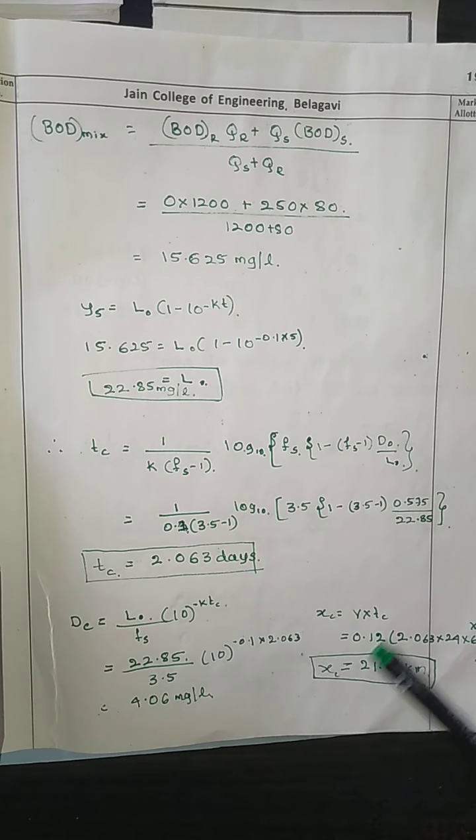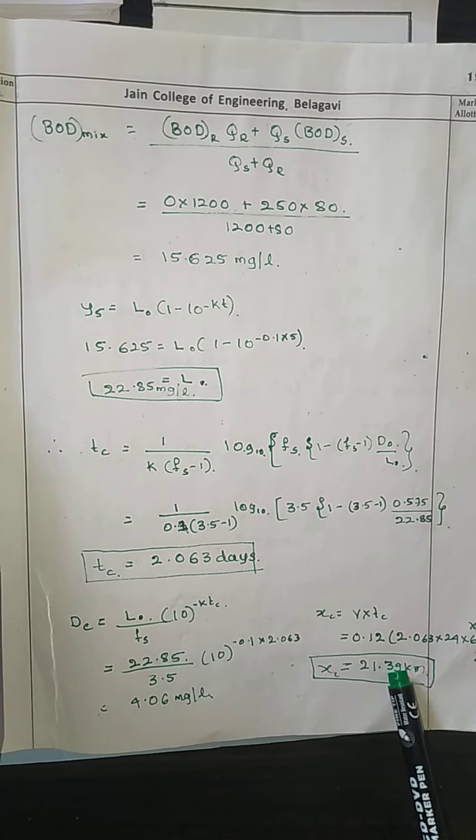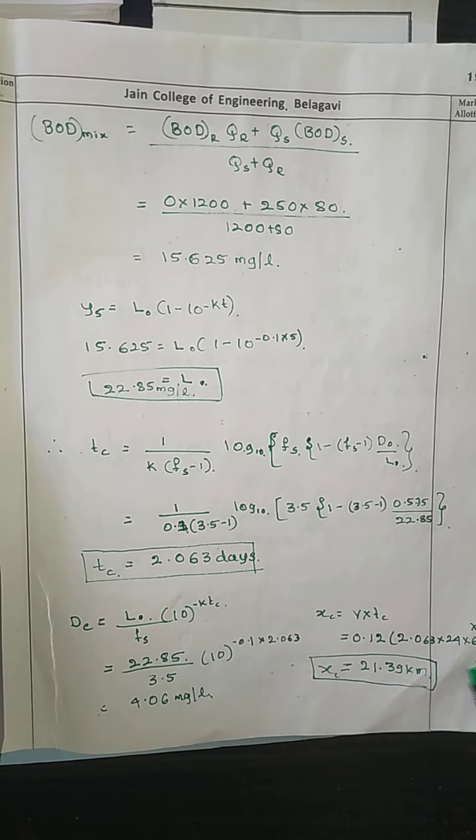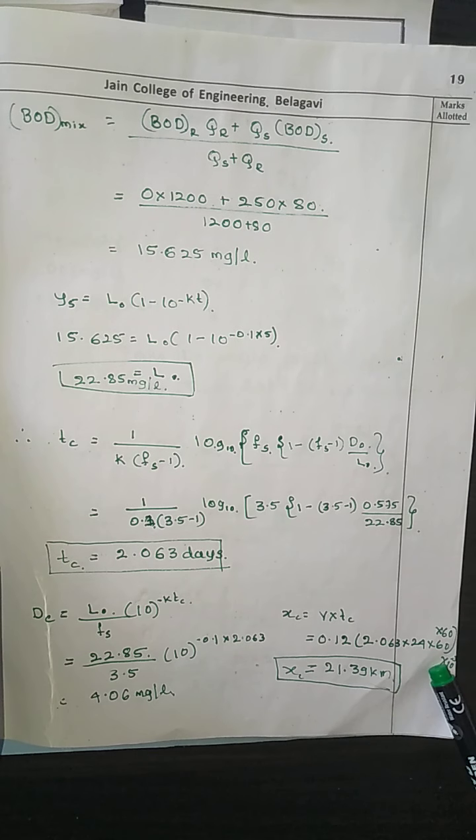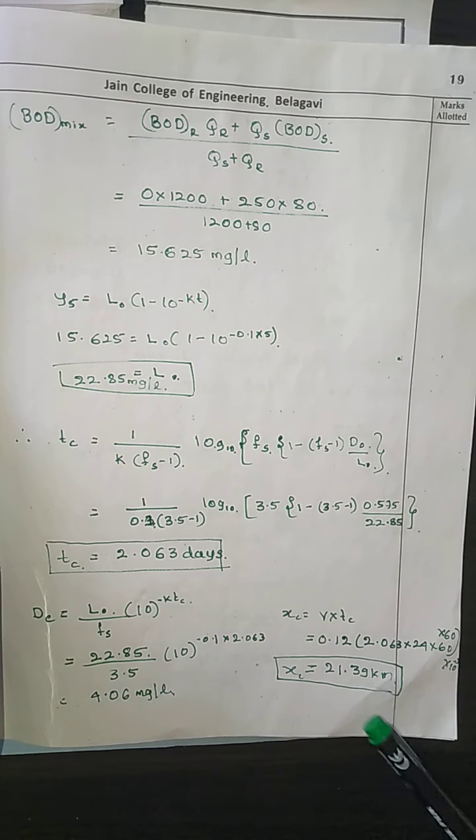So we need to convert 0.12 into terms of kilometer. Here 0.12 meter per second is there, and we need to convert it into kilometer. In order to convert that into kilometer, we are going to multiply it with 10 to the power minus 3.